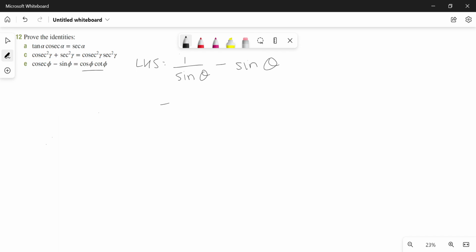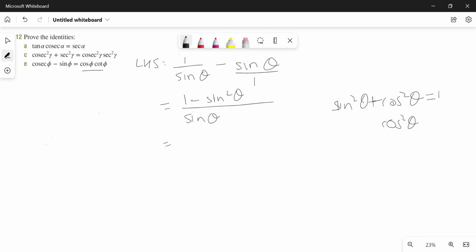All right, let's have a look at that. So remember, that's like sine theta on 1. So if I make a common denominator of sine theta, what have I got? I've got a 1 minus a sine squared theta. There. All right, but 1 minus sine squared theta, remember sine squared theta plus cos squared theta equals 1. So 1 minus sine squared is cos squared.